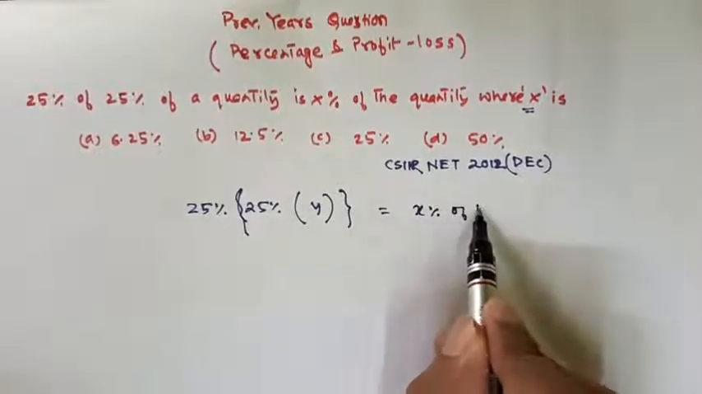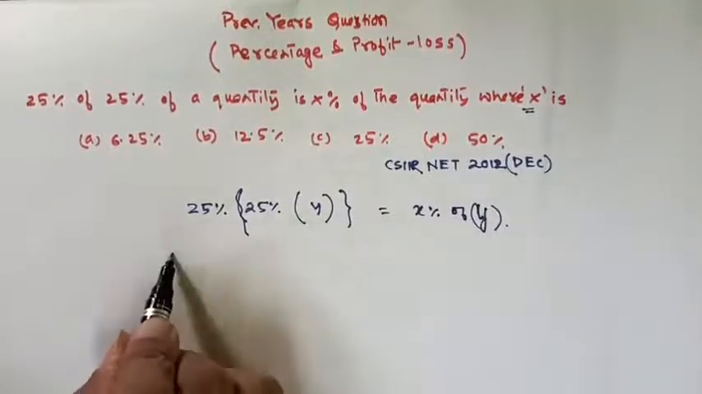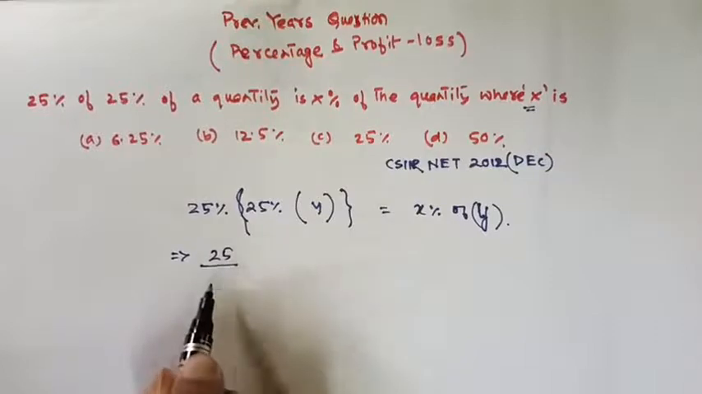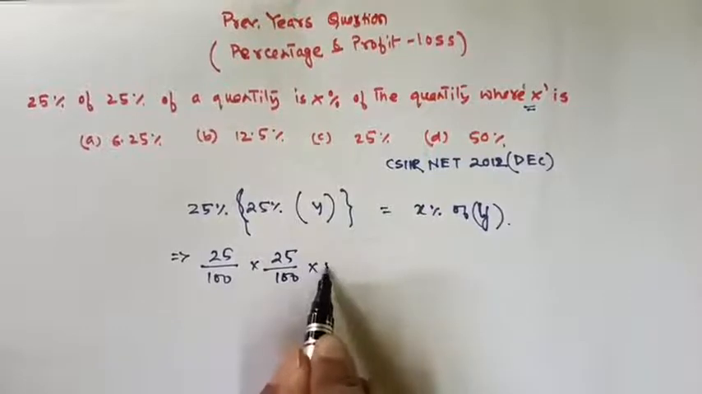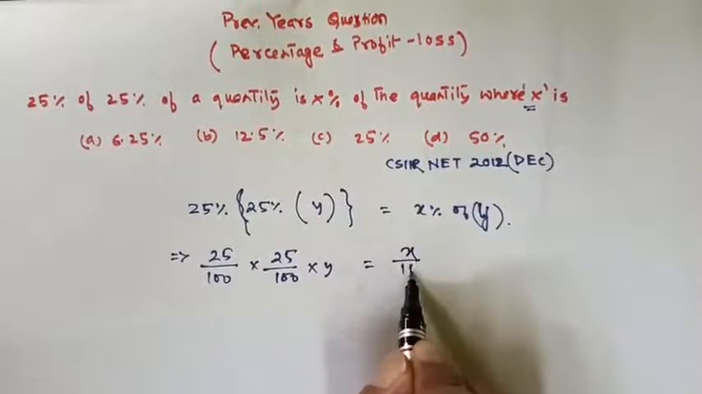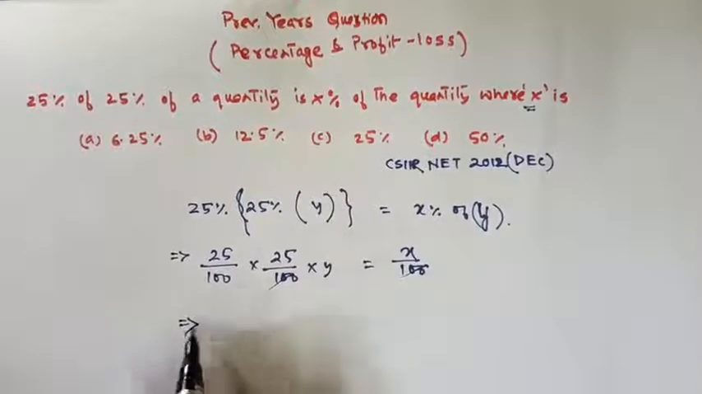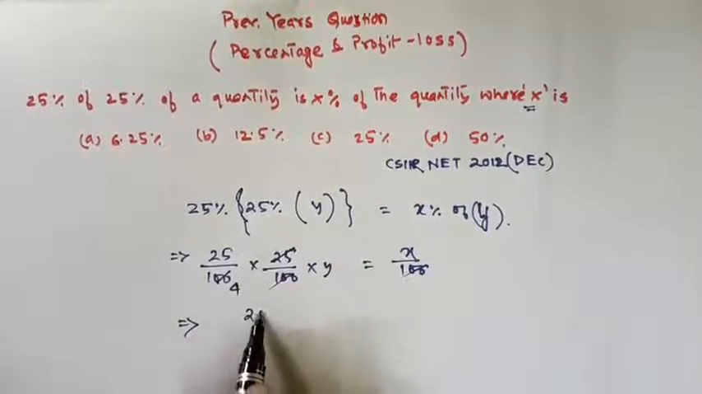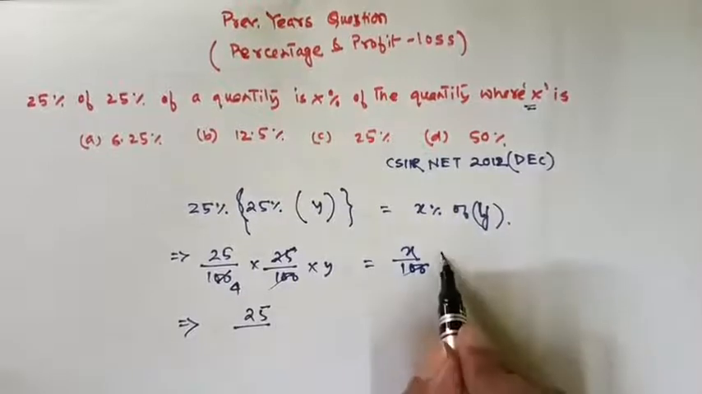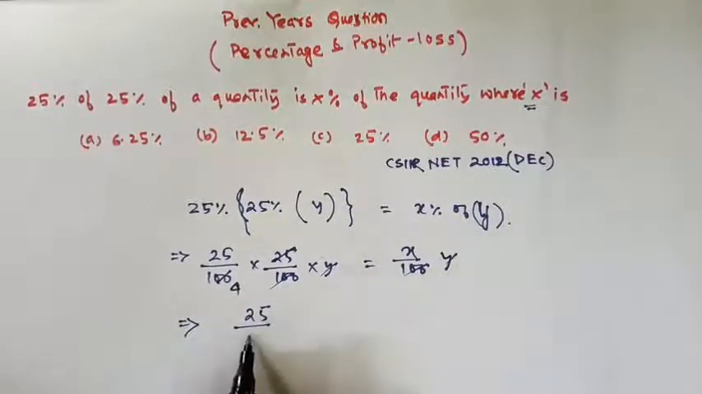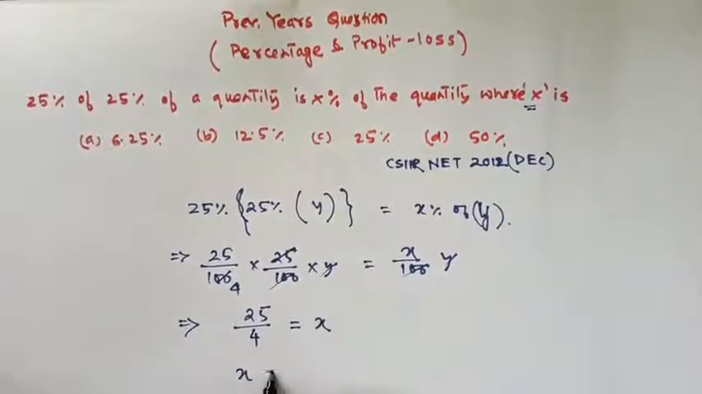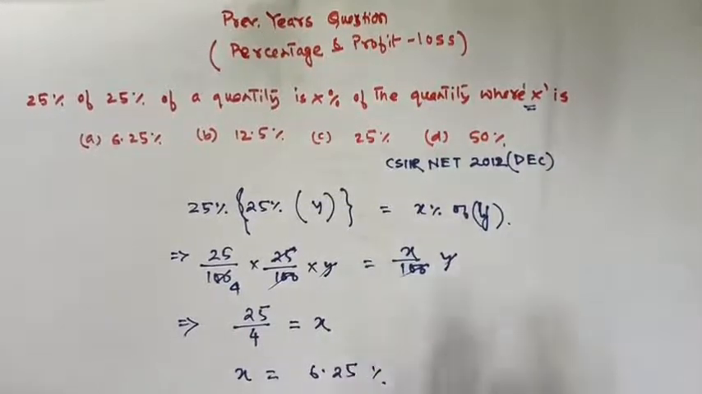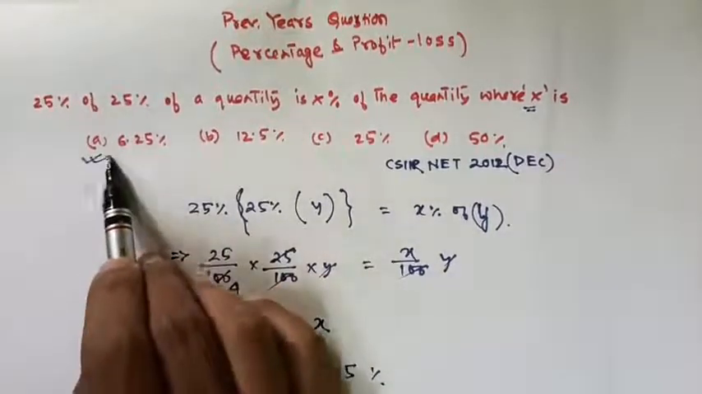X% of Y. So it can be written as 25% of Y is equal to X by 100 into Y. 100 will cancel out 4, 25 will cancel by 4, so X is equal to 6.25%. So out of these, option A will be the correct one.